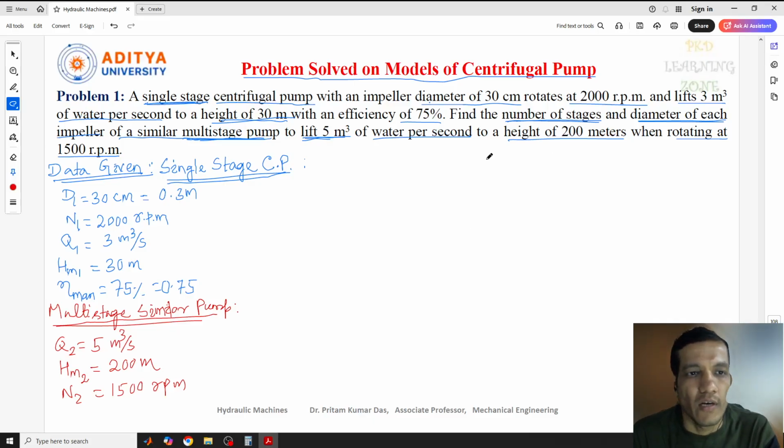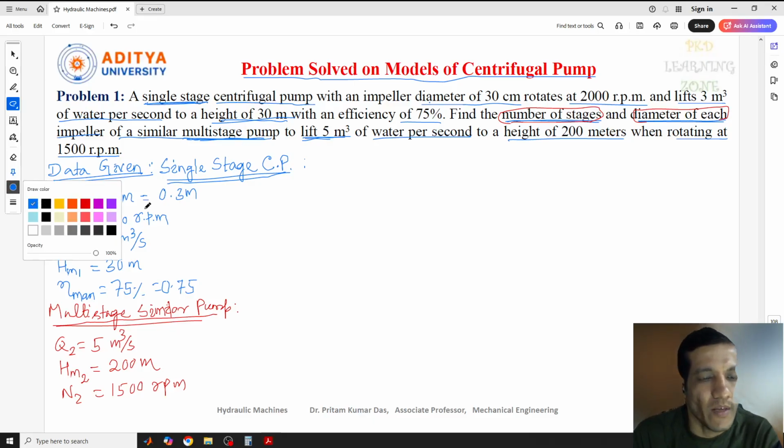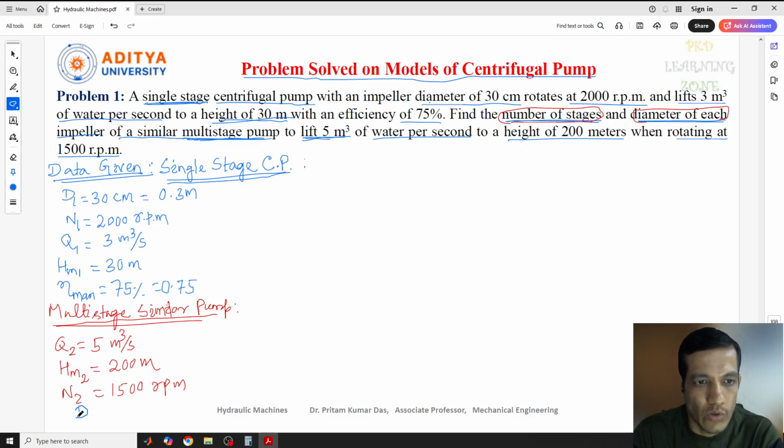Now the diameter of each impeller and the number of stages we need to find out. To find these, we need to follow our previous formula. The diameter of each impeller of the similar multi-stage pump, not the first one, the second one, we can consider as D2.